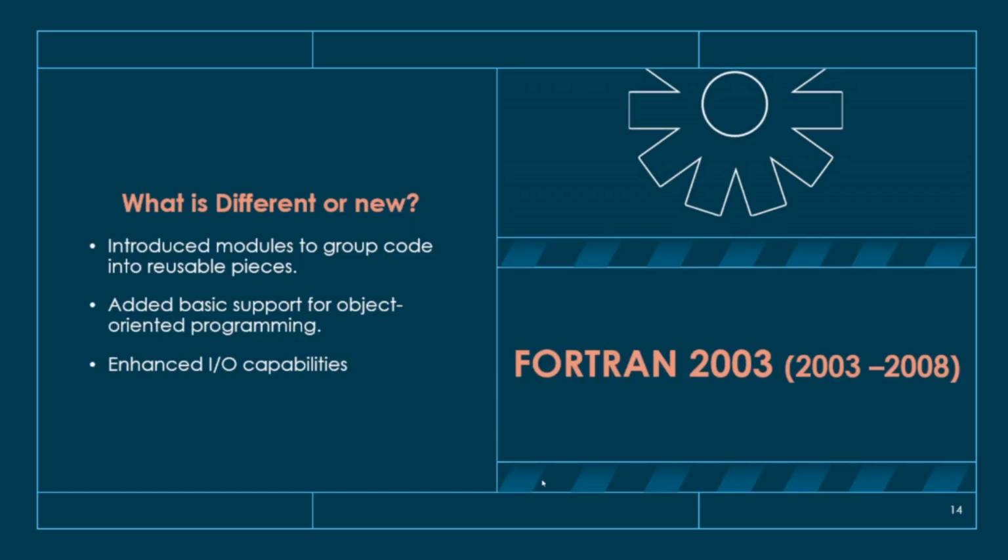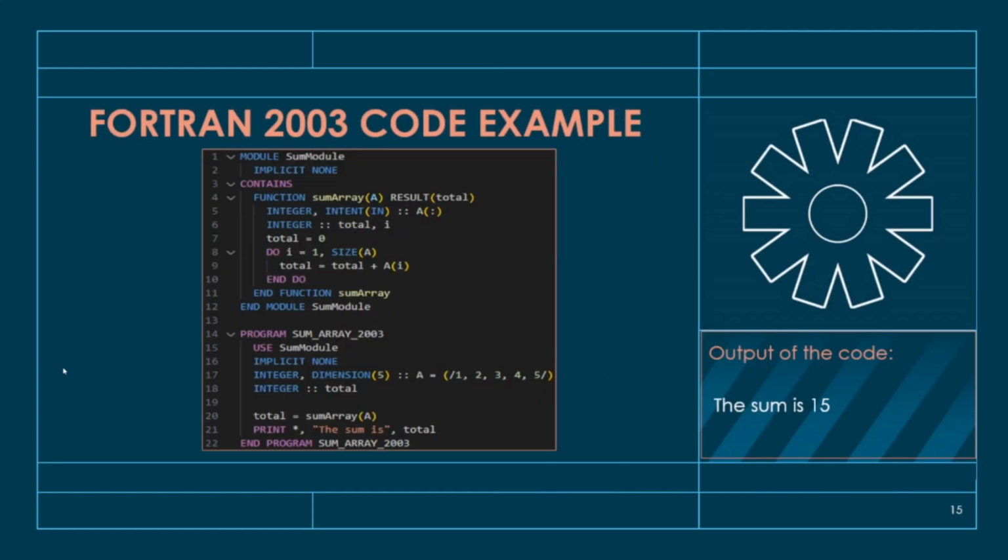Fortran 2003. What's new with this one is it introduced modules to group code into reusable pieces, added basic support for object-oriented programming, and enhanced I/O capabilities. Here's the code example for this one. We will be focusing on a simple module with a function.